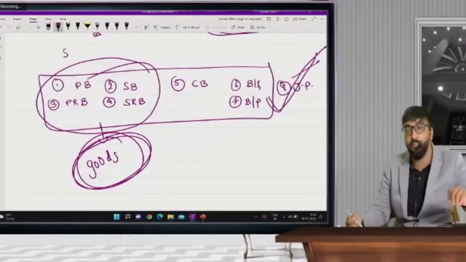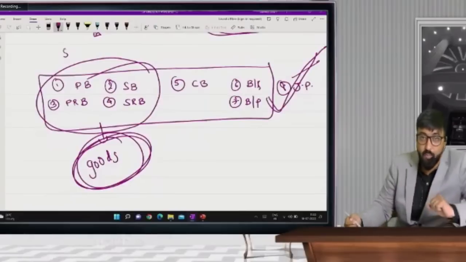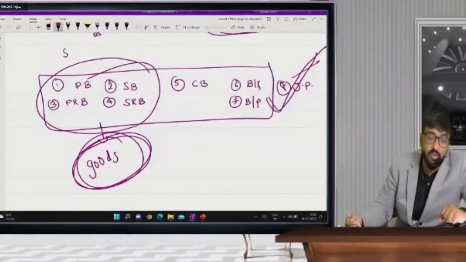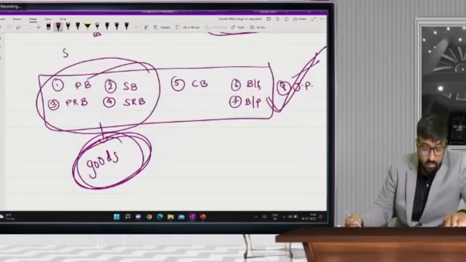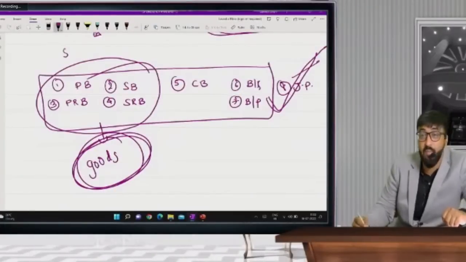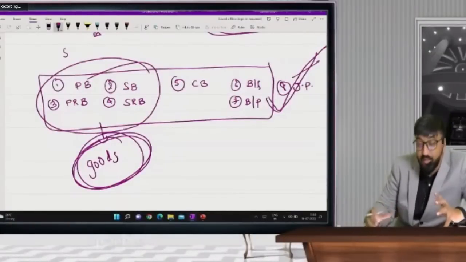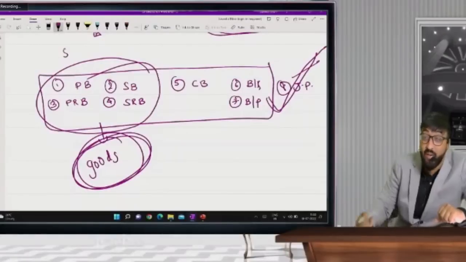Let's understand once again. Purchase book, sales book, purchase return book, sales return book, cash book, bills receivable book, bills payable book, journal proper. So if you are maintaining these 8 books, you don't have to maintain journal entries, that first chapter, because we are directly entering in these books.